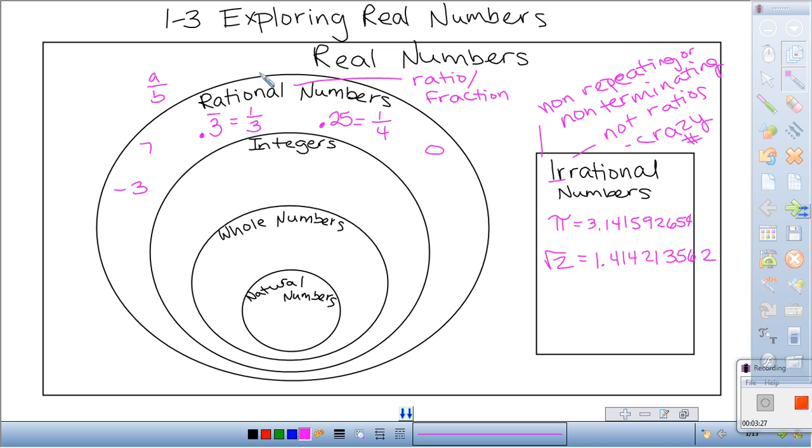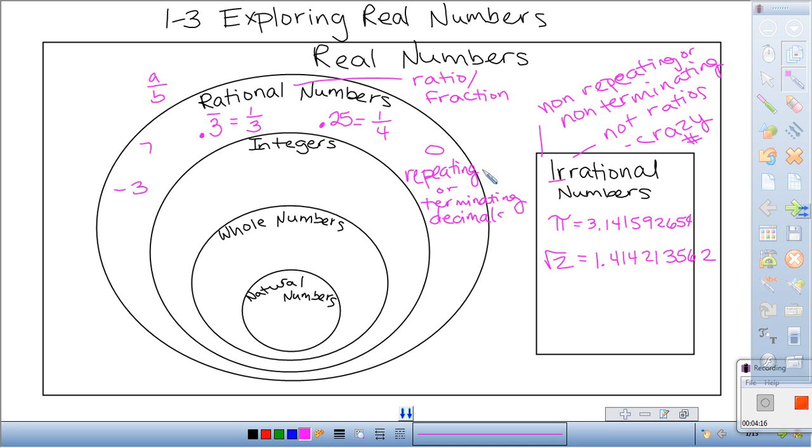That's an irrational number. Notice that with our two decimals we put in here, 0.3 is a repeating decimal. It has a fractional form, 1/3. 0.25 is a terminating decimal. It has a fractional form, 1/4. So rational numbers are repeating or terminating decimals. You might want to write that in here: repeating or terminating decimals. Whereas irrational numbers don't repeat or terminate.